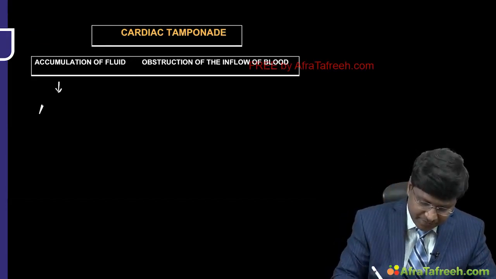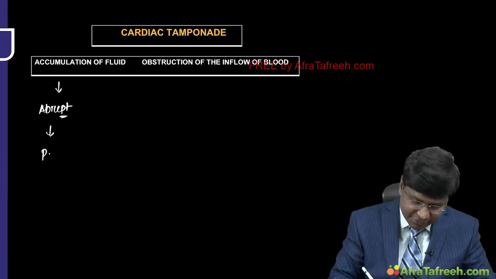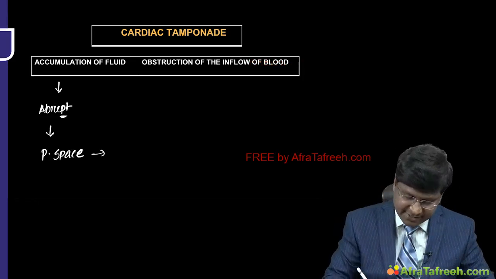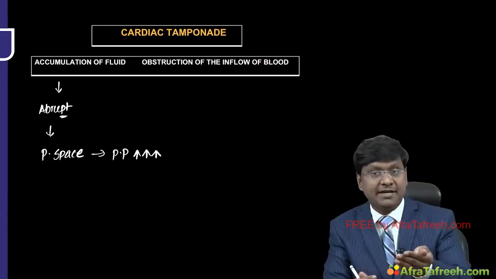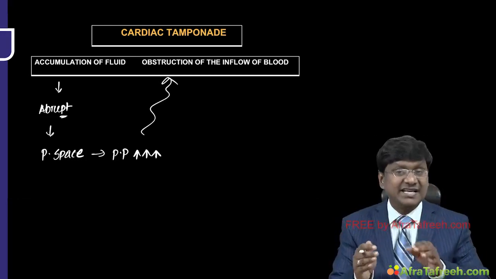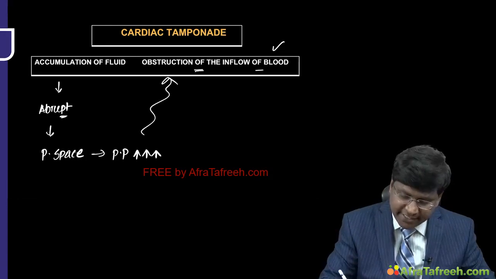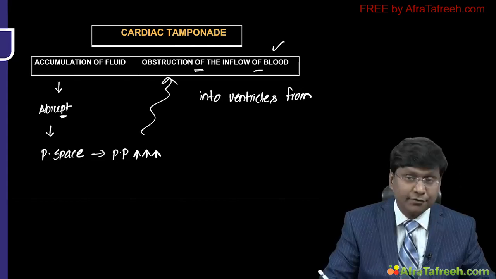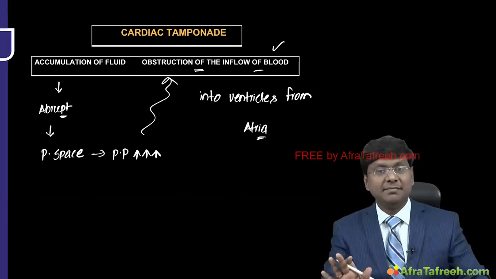So, it is a scenario where there is abrupt accumulation of the fluid in the pericardial space, right? And because of abrupt accumulation of the fluid in the pericardial space, the pericardial pressure rapidly increased. And because the pericardial pressure is rapidly increased, this will lead to a serious condition. What is that serious condition? That is, there will be obstruction of the inflow of the blood into ventricles, right? Into ventricles from the atria, right? From the atria. So that is the basic definition.